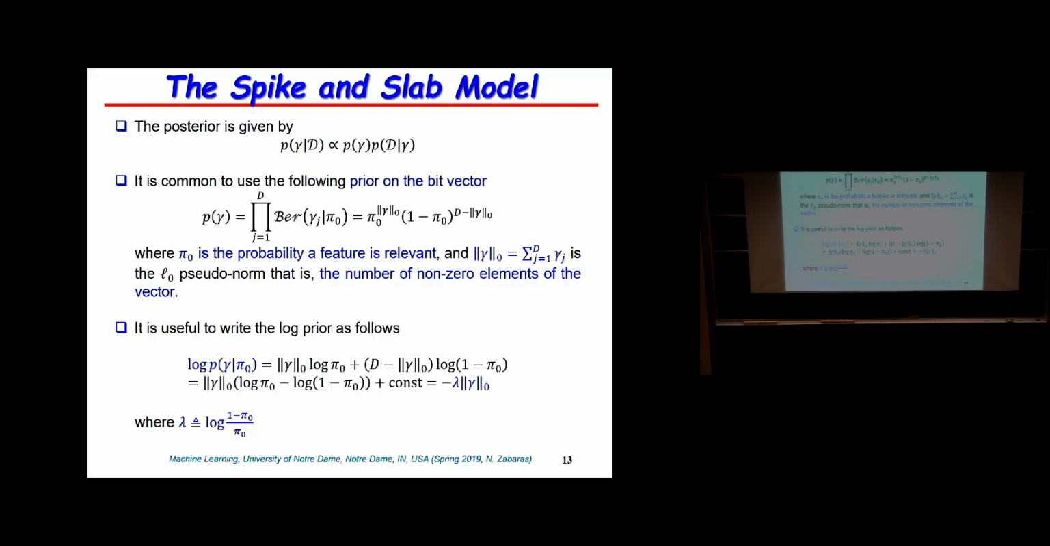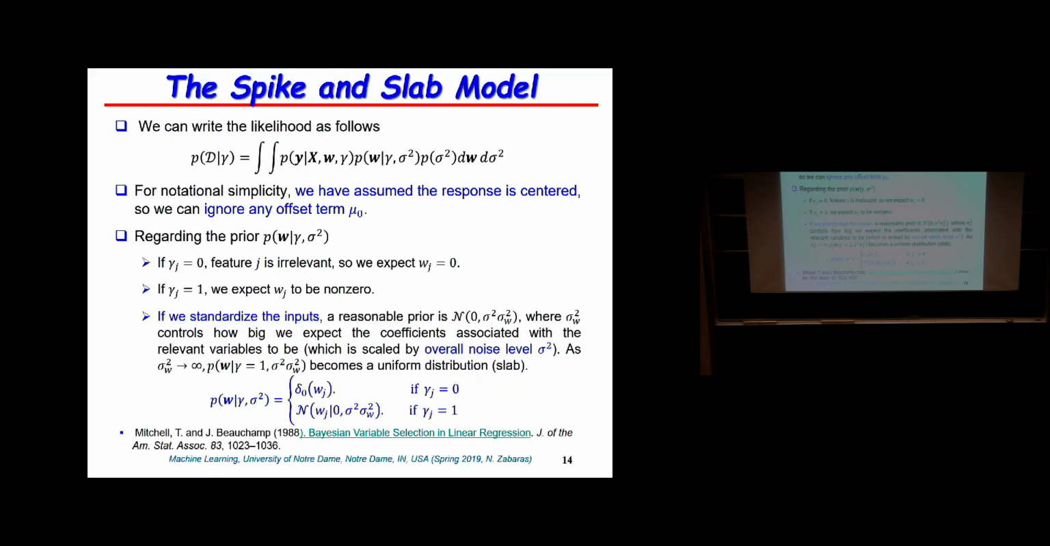So we rewrote this prior in this nice form. I want you to look at it because I'm going to be using this form later on in the slides. Lambda is defined as log of 1 minus pi 0 over pi 0, and that's multiplying this norm, the zero norm of gamma.